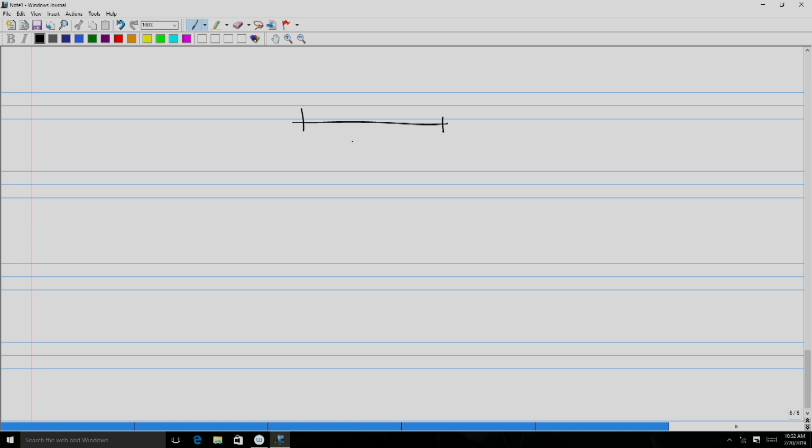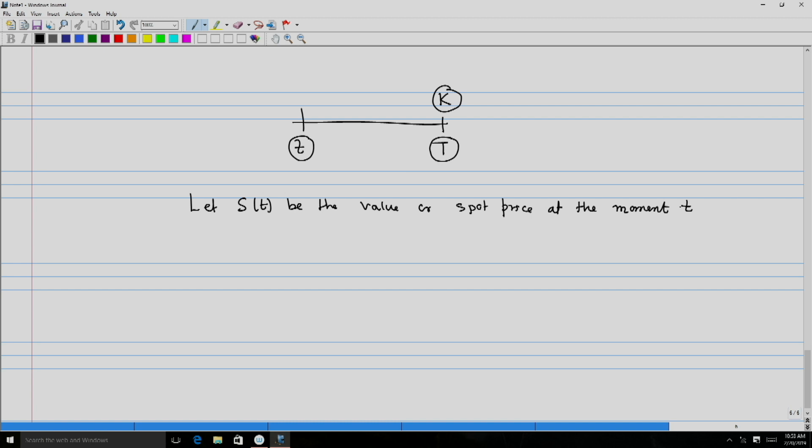So, recall that we had chosen this timeline that at small t, this is capital T. So, at time small t, we basically write the option, or we basically get into the option, and capital T is the exercise time or expiration, and K is the exercise price. So, then let me introduce the notation. Let S of t be the value or spot price at the moment small t, which is the current moment, and that is why it is called the spot price, because this is the price at which I can buy the stock immediately on the spot.